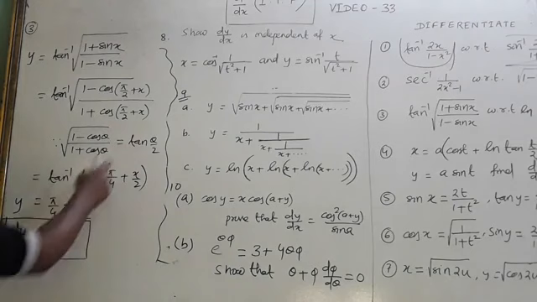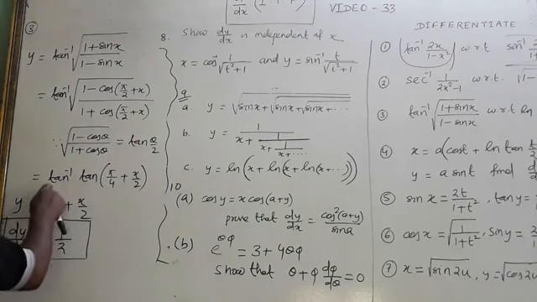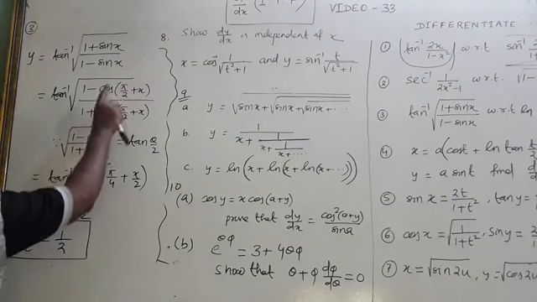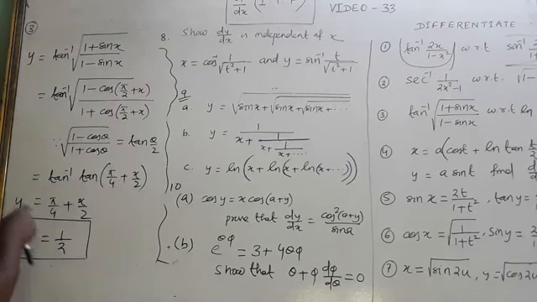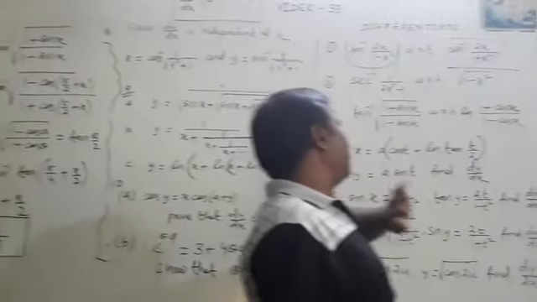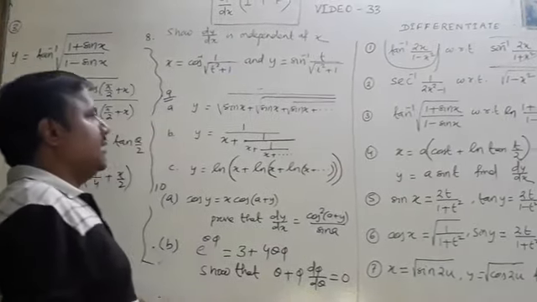It is the formula tan theta by 2. It is tan inverse tan theta by 2, means pi by 2 plus x by 2, means pi by 4 plus x by 2. Now it is pi by 4 plus x by 2. Its derivative is half. Then I will do z is equal to 1 plus cos x by 1 minus cos x, I will take the differentiation.